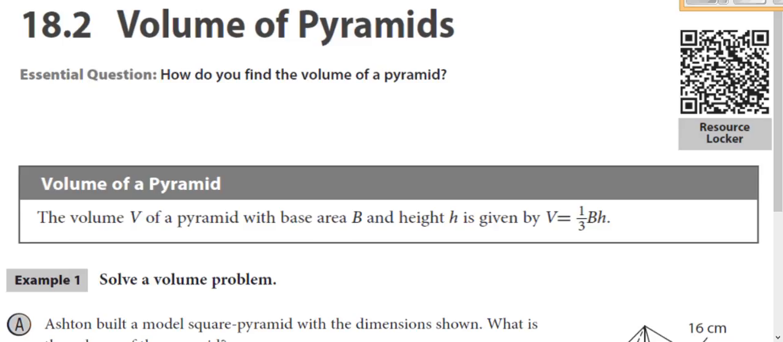So now we're going to move ahead to pyramids. Very, very similar. It's actually almost the same formula. Volume equals base times height still, but this time it's times 1/3 or divided by 3, because it's a pyramid.